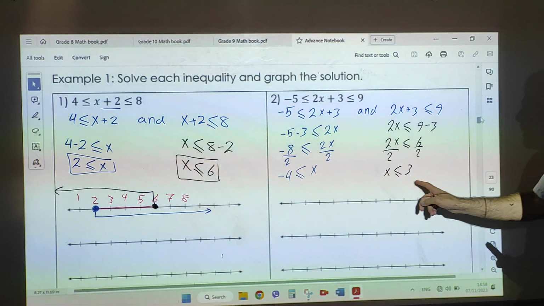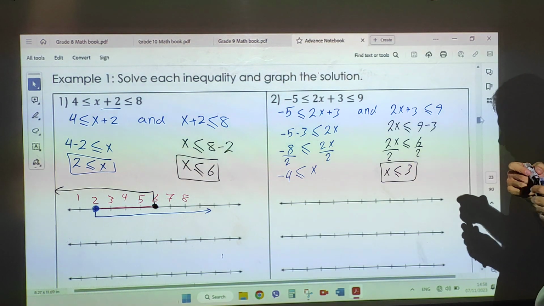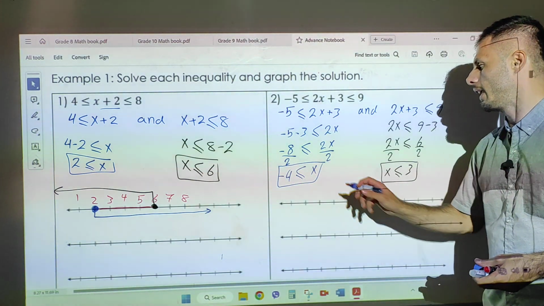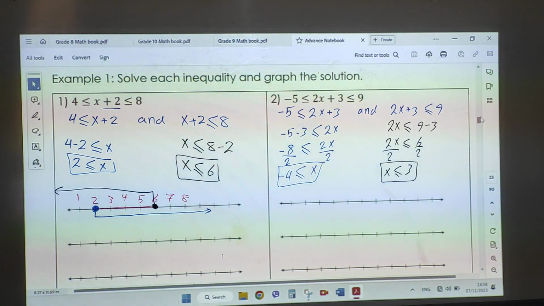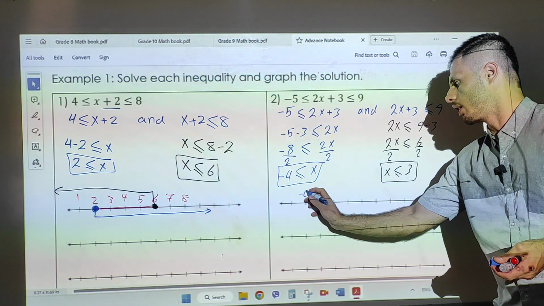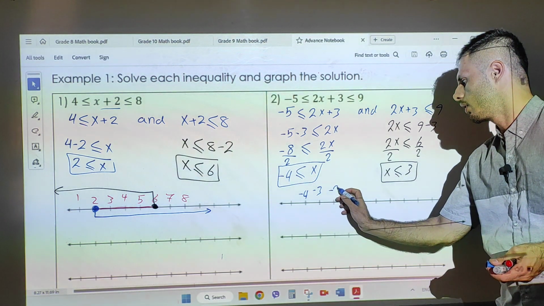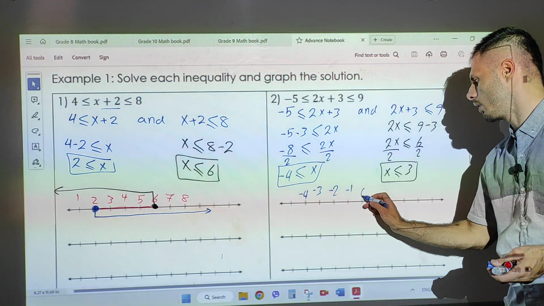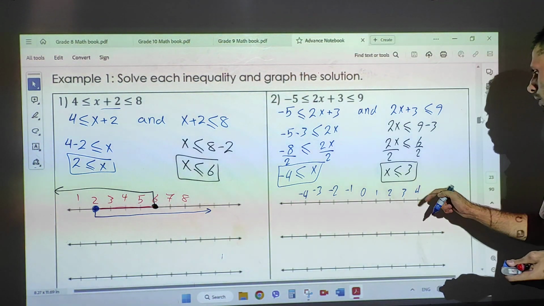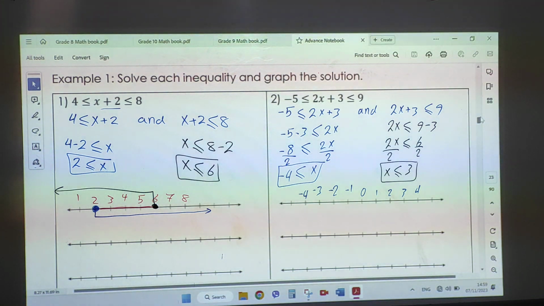Now we must have these two numbers on the line to show the solution set. Always in AND we check for the part which is common for both of them. Because we have -4, we must have it on the line. We say -4, -3, -2, -1, 0, 1, 2, 3, 4. Now we have 3, we have -4 as well. We show each one of them.